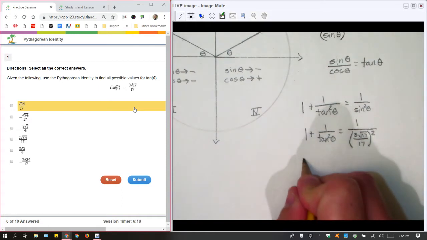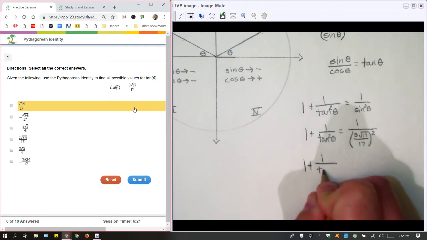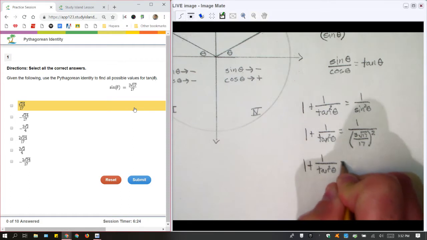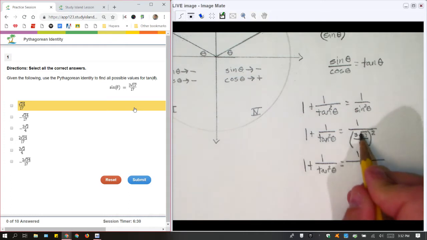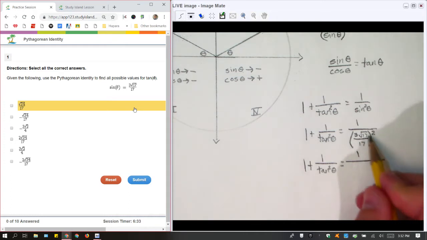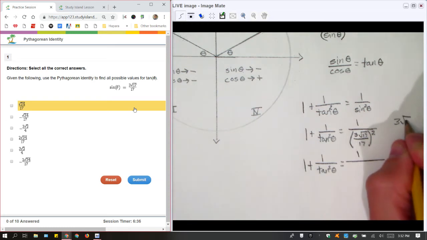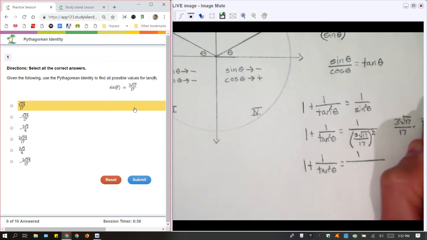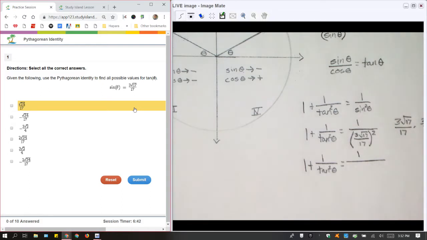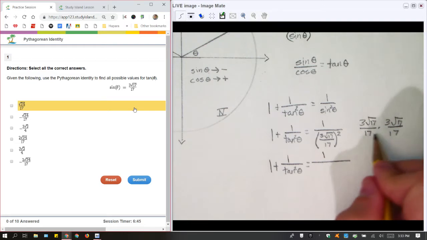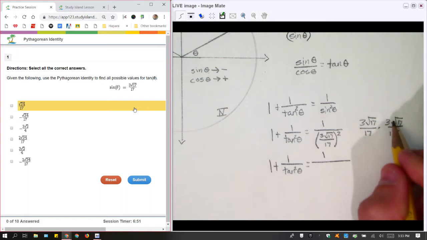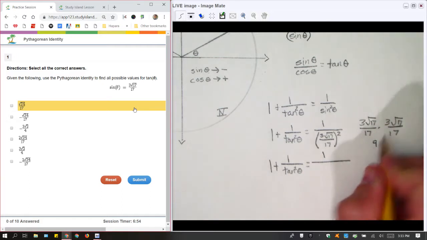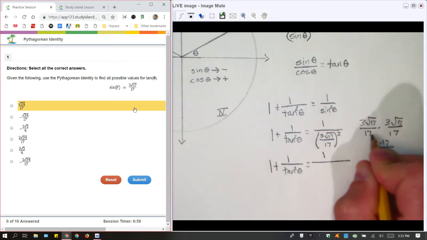Here we go. 1 plus 1 over the tangent of theta squared is equal to, what is this whole mess? Well, let's just do it one step at a time. 1 over, all right, what is this fraction squared? It's this fraction times itself. Well, that's going to be 3 root 17 over 17 times 3 root 17 over 17. We're going to end up doing 3 times root of 17 times 3 times root of 17. So let's just do 3 times 3 first, which is 9. And then I'll have the root of 17 times the root of 17, which would be 17. So it'd be 9 times 17 over 17 times 17.